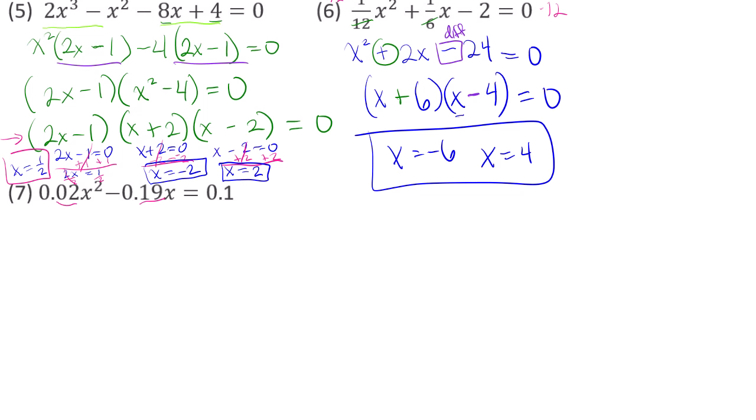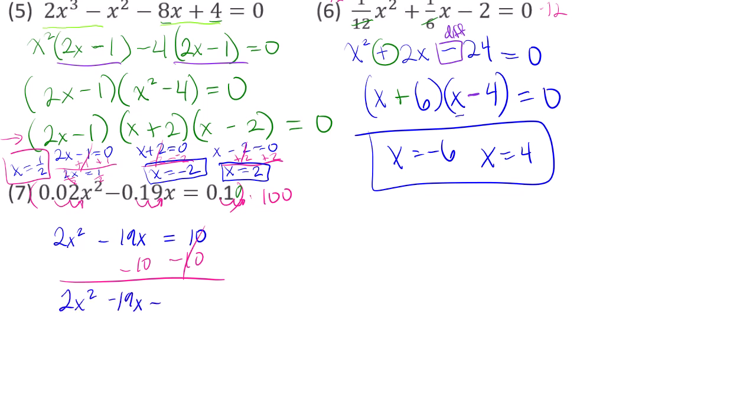So I'm going to multiply everything by 100, which basically means I'm just going to move each decimal 2 spots to the right. 1, 2, 1, 2, right? And so we'll end up with, there'll be a 0 here. So we'll end up with 2x squared minus 19x equals 10. All right, and we have to get one side to be 0. So I'm going to subtract 10 from both sides. So I get 2x squared minus 19x minus 10 equals 0.